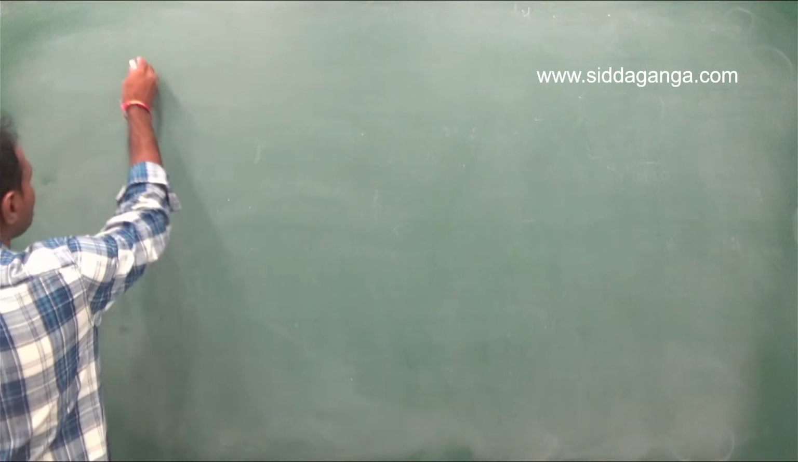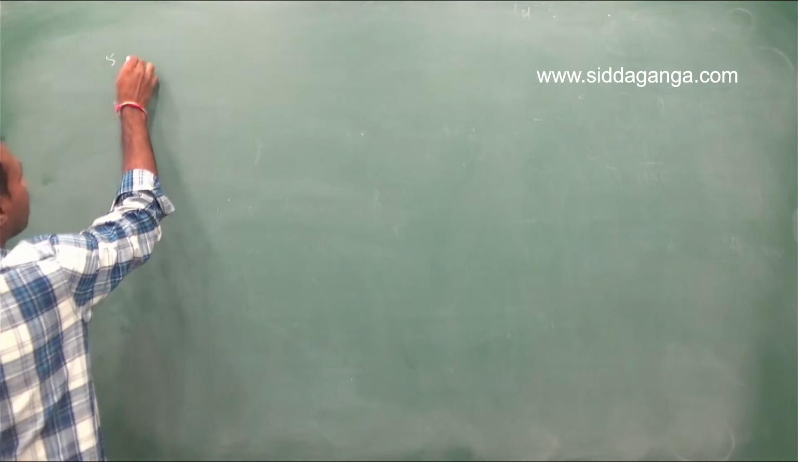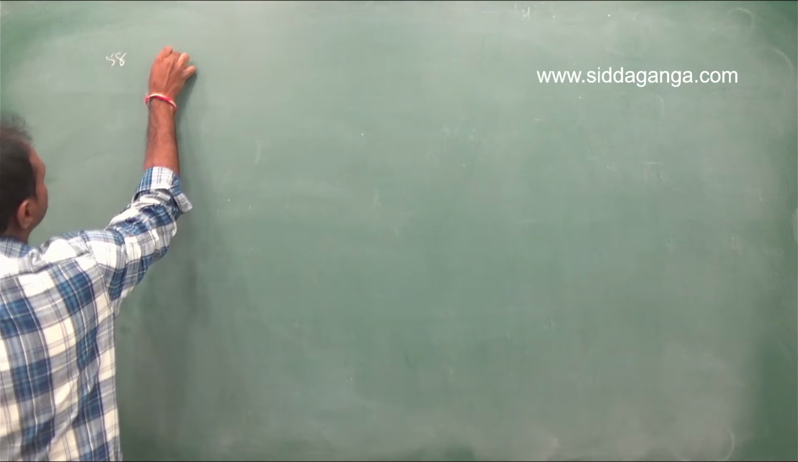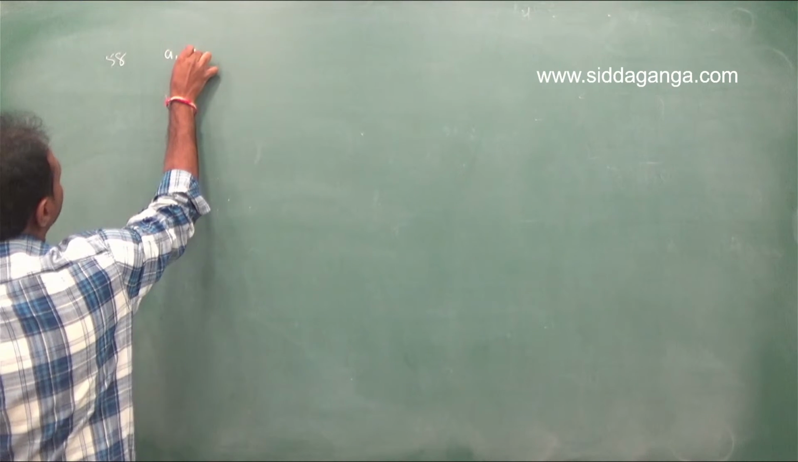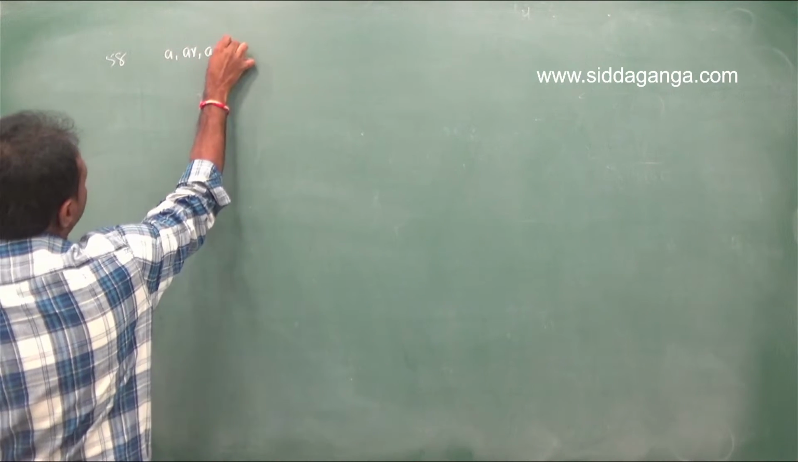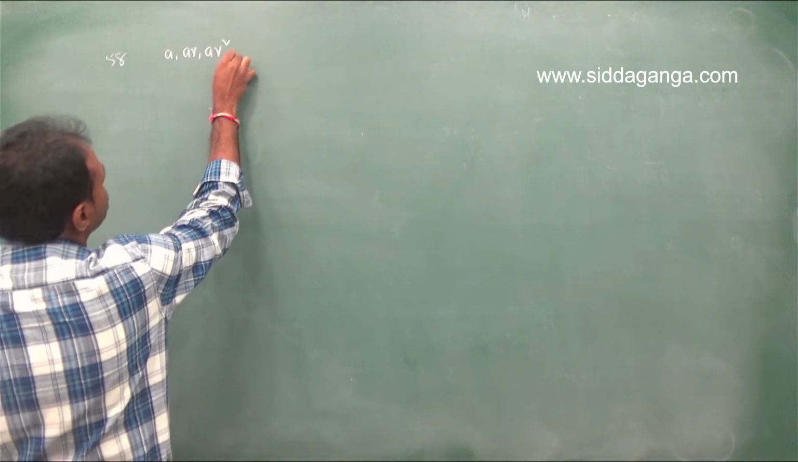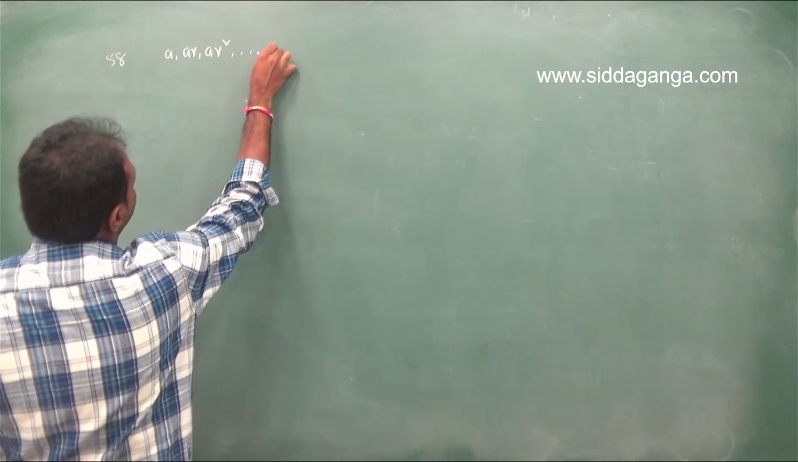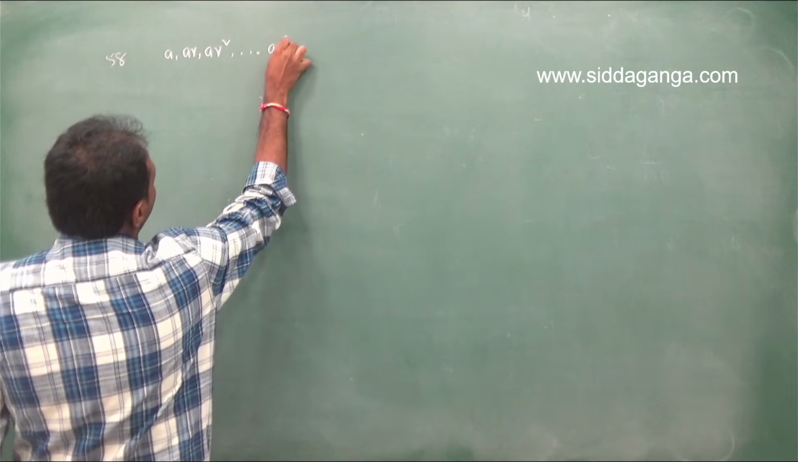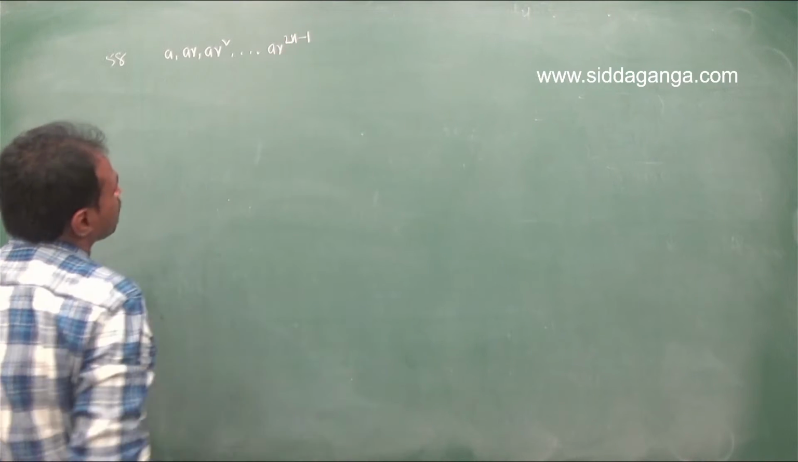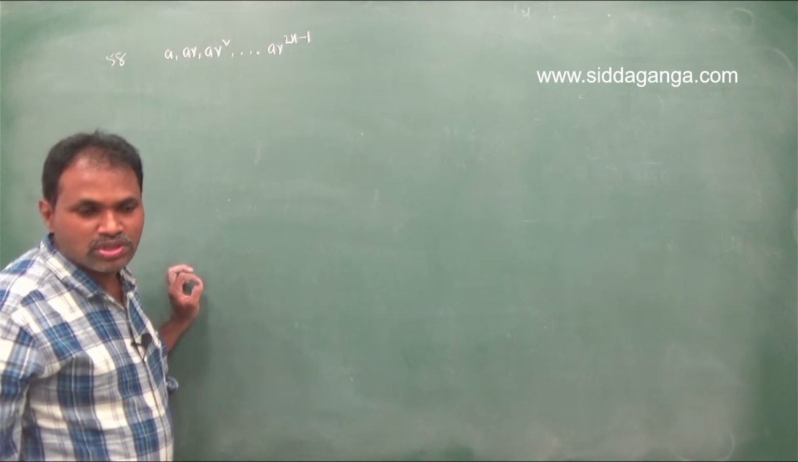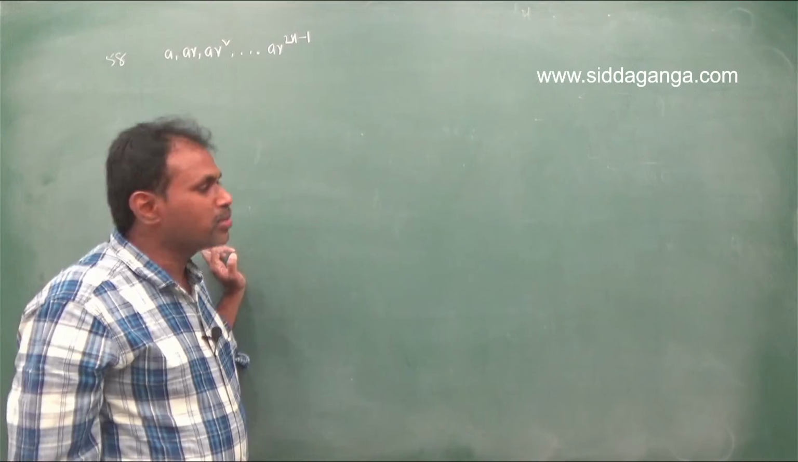Now, here the GP is a, ar, ar square, and so on up to ar power 2n minus 1. The GP has an even number of terms.